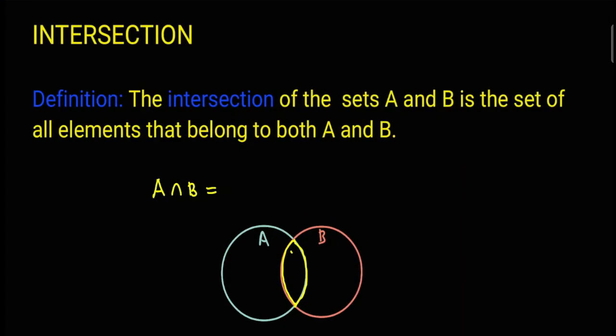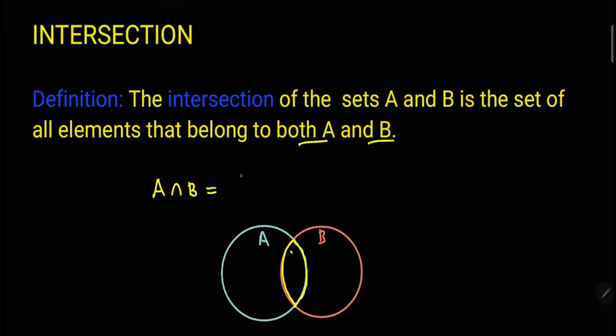This is a continuation of our discussion on elementary set theory. So here we are going to discuss the intersection. First, let's define what we mean by intersection. We have sets A and B. The intersection of the sets A and B is the set of all elements that belong to both A and B. So all we need to do is to get the common elements of A and B.